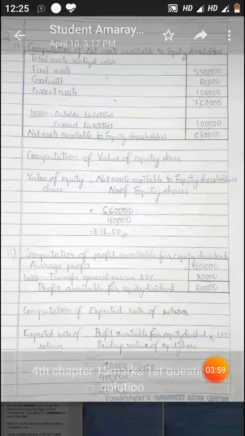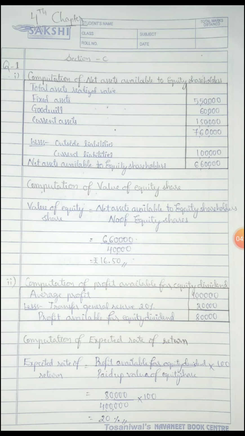Now, computation of expected rate of return. Let's see. For this, the formula is profit available for equity dividends divided by paid up value of equity shares into 100. Here profit available we found as 80,000. So 80,000 divided by paid up value of equity shares, that is 40,000 shares of rupees 10 each, which is 4 lakh. So 80,000 divided by 4 lakh into 100, it comes to 20%.